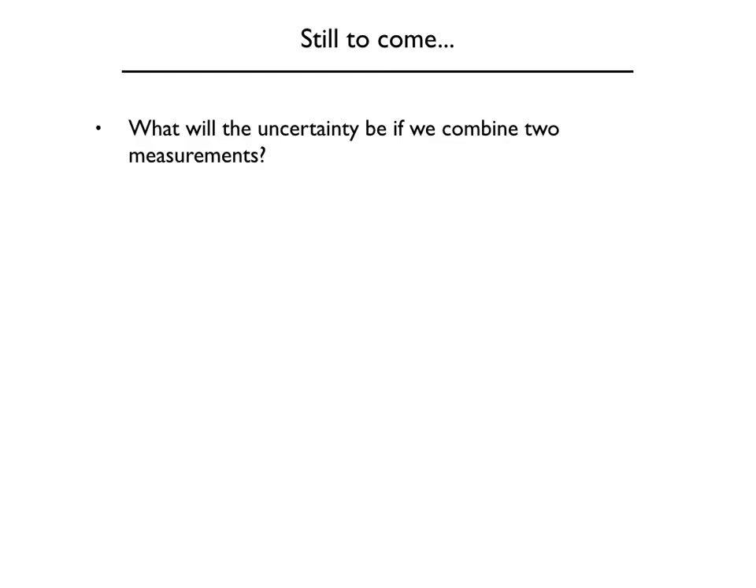So that wraps up our lecture on significant figures. What we still have to cover, and we'll do at a later date, is what the uncertainty will be when we combine 2 measurements, and also how we convert units.